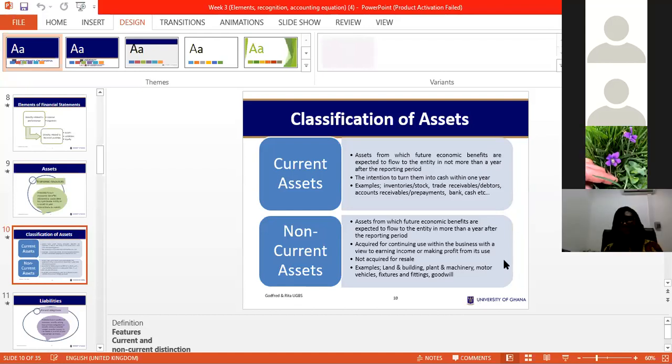Madam, please, can copyright be termed as a non-current asset? Yes, so if you can value it, the issue is about valuing it. Okay, thank you. Yeah, so it will fall under intangible.